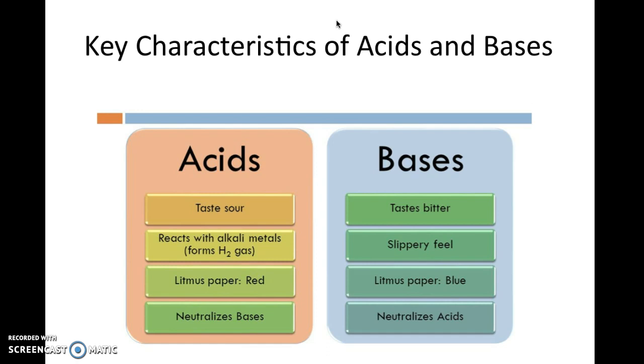So who remembers from our lecture last time, what are the key characteristics of acids and bases? Remember, we were talking about the taste, the litmus paper, we were talking about physical properties. Who can tell me, what does acid taste like? That's right, acid tastes sour, just like a lemon. How about the base? What does base taste like? Yeah, base tastes bitter. You can hear the B: base, bitter. It's easy to remember.